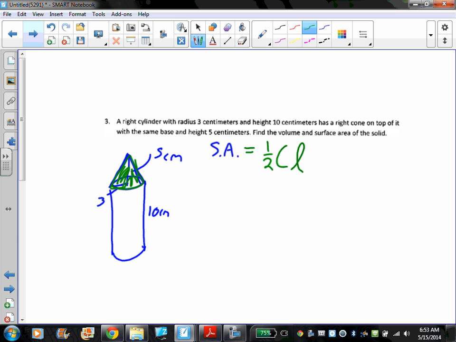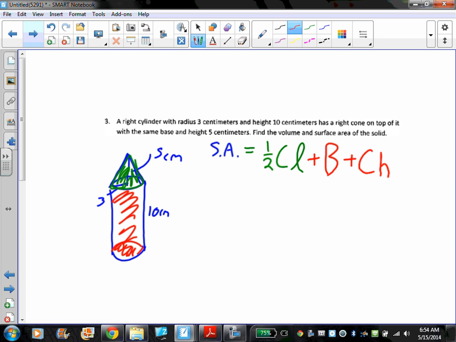From the cylinder, we're getting different parts of the surface. We have one circle on the bottom from the cylinder, so that's going to be an area of the base. But then additionally, we have this rectangle here. And remember, the formula for that rectangle is going to be the circumference of the circle times the height. So those parts added together are going to give us our surface area. We're going to need to do some calculations. We're going to need the slant height.